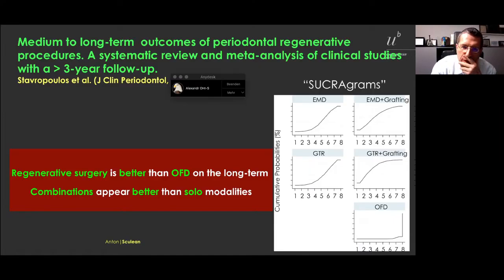What you can see here is the result of our analysis. So what we have found out is that, in fact, if you perform a regenerative surgery in an intrabony defect or in a class 2 furcation, then regenerative surgery is definitely better than an open flap debridement, okay, on a long-term basis. So you can improve the prognosis of your teeth more than 5 or 10 years, okay?